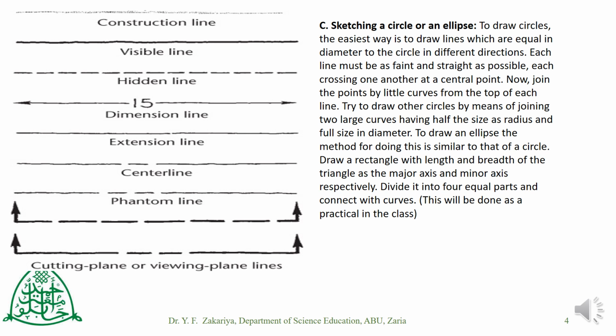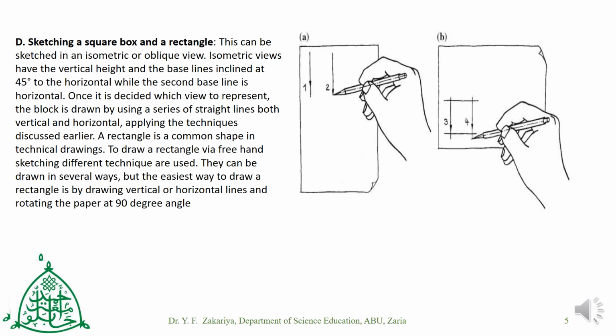To draw an ellipse, the method for doing this is similar to that of a circle. You draw a rectangle first with the length and breadth of the rectangle as the major axis and minor axis respectively. It is divided into 4 equal parts and connected with curves. The fourth one is sketching a square box and rectangle. This can be sketched in an isometric or oblique view.